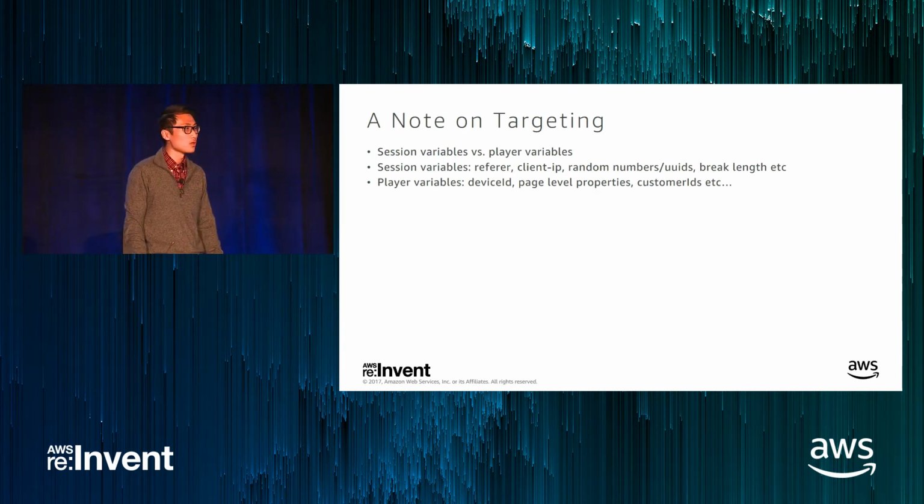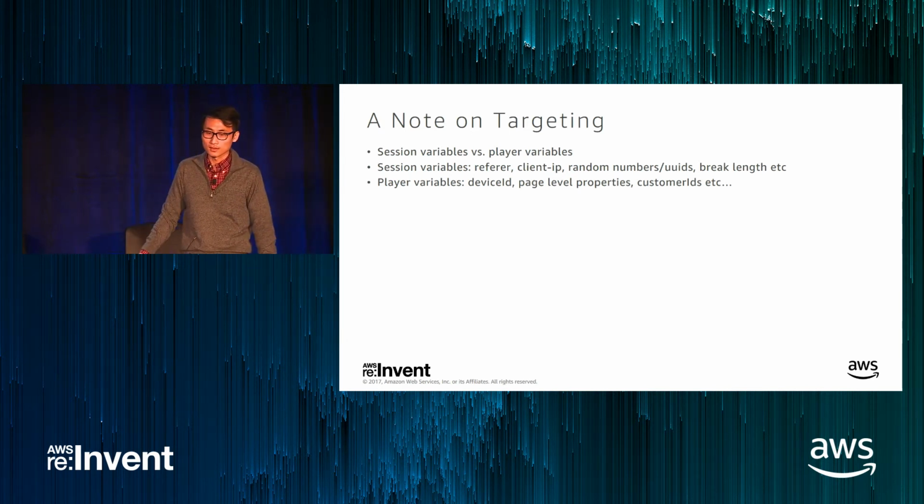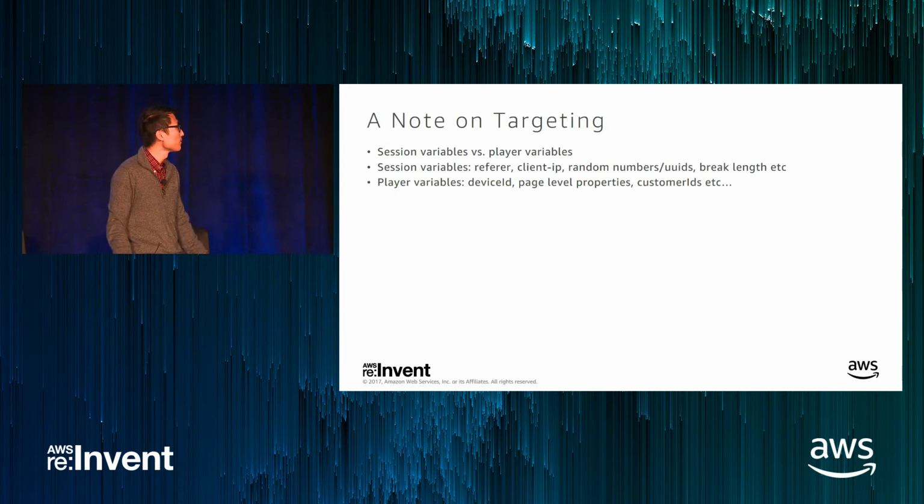And these are things that we know about the session, whether from HTTP headers, like referer and client IP, remote IP, things that we know from the content, like the break length, how long your ad break actually is, and things like random number generation, which are important for applications like frequency capping on ad servers.